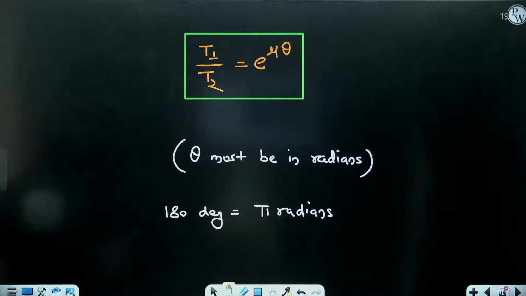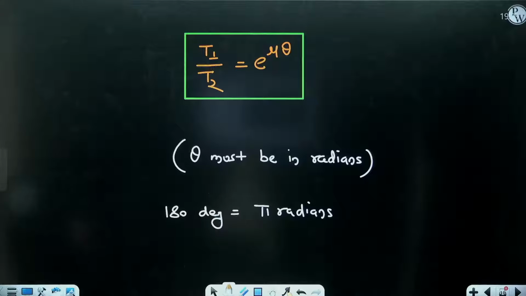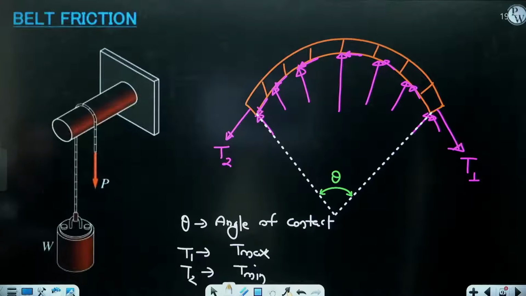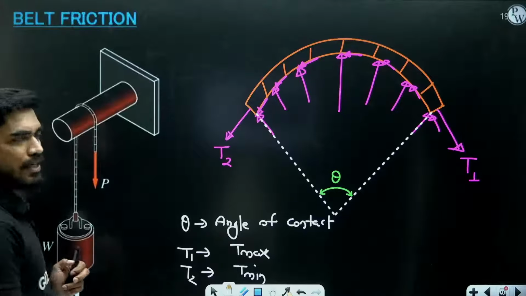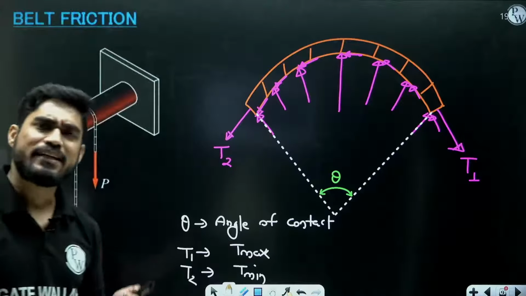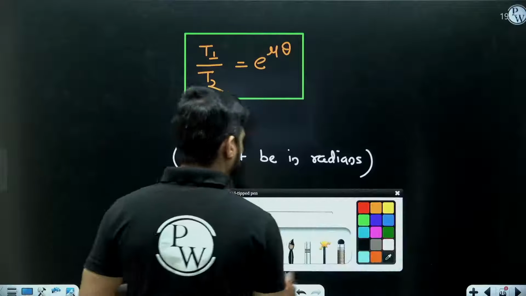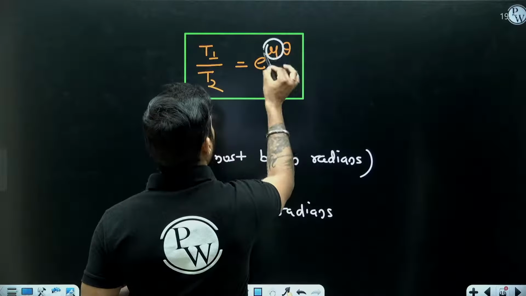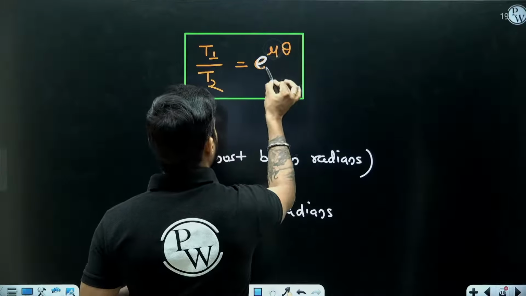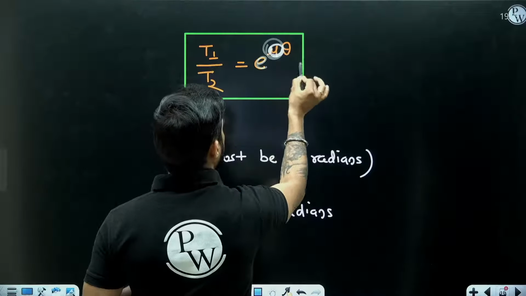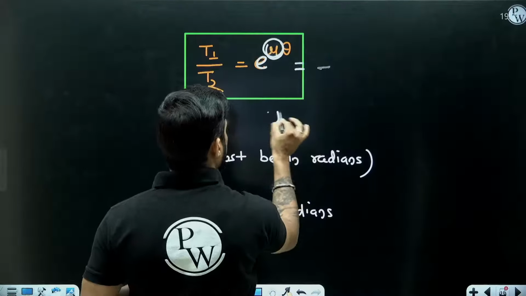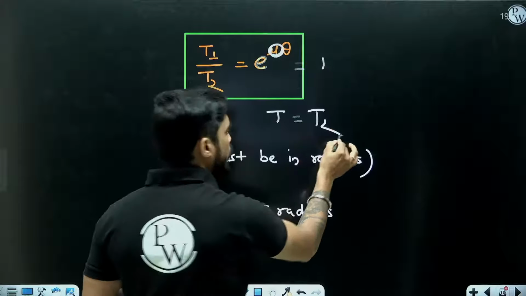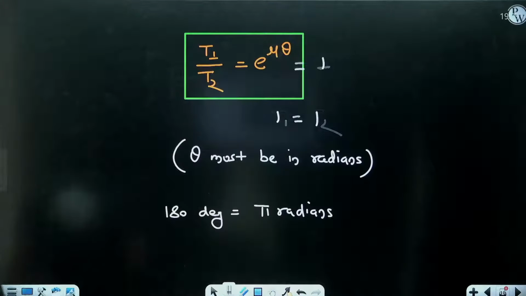So this is the equation that we are going to use whenever there is a belt and there is friction involved. If the friction is not there, then your mu becomes equal to 0. So it becomes e to the power 0, which is 1. So T1 becomes equal to T2.